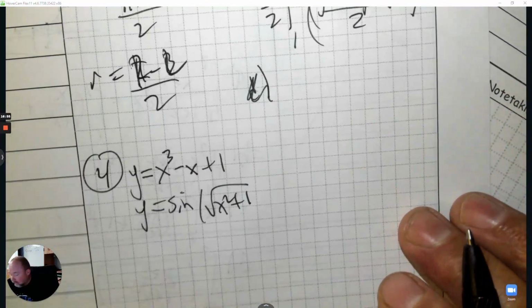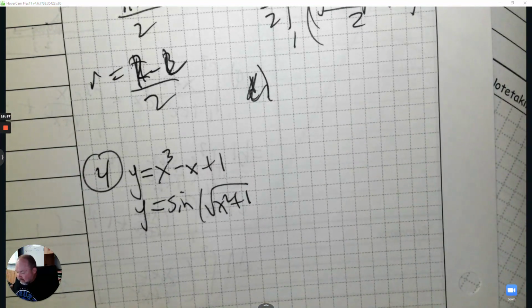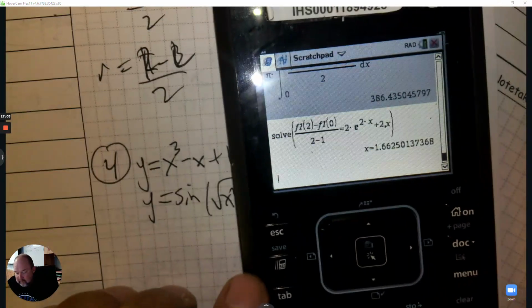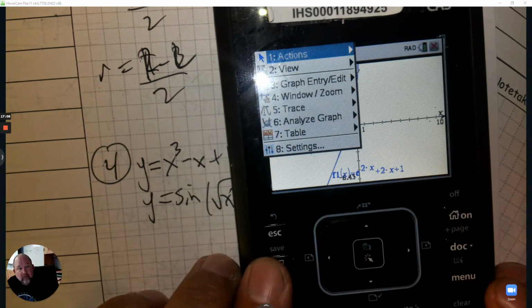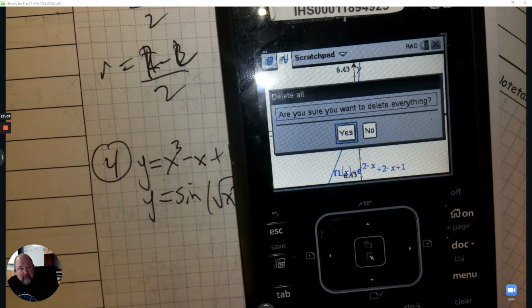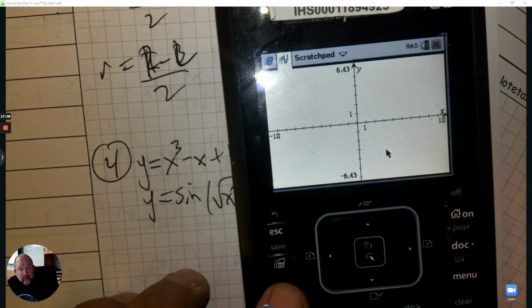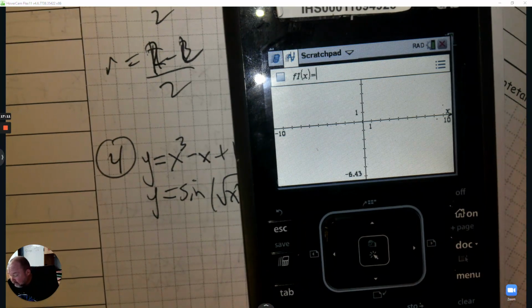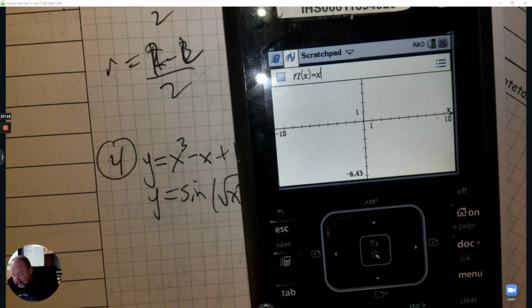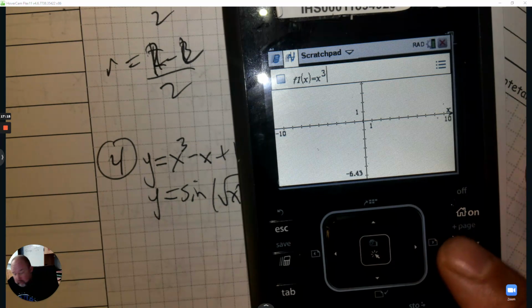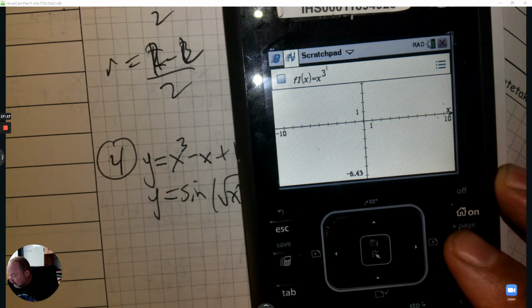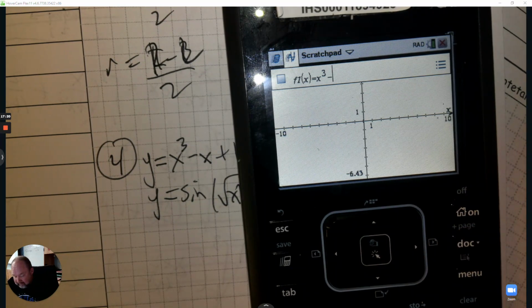So to find the area here, I need to use a calculator and see where they cross. So that's what I'm going to do. So again, menu actions, and you can delete it with number 4, and then just start away. Here we go. So the first one is just x cubed. Again, I'm using this for the points of intersection so I know what my bounds are. So x cubed, subtract x plus 1.